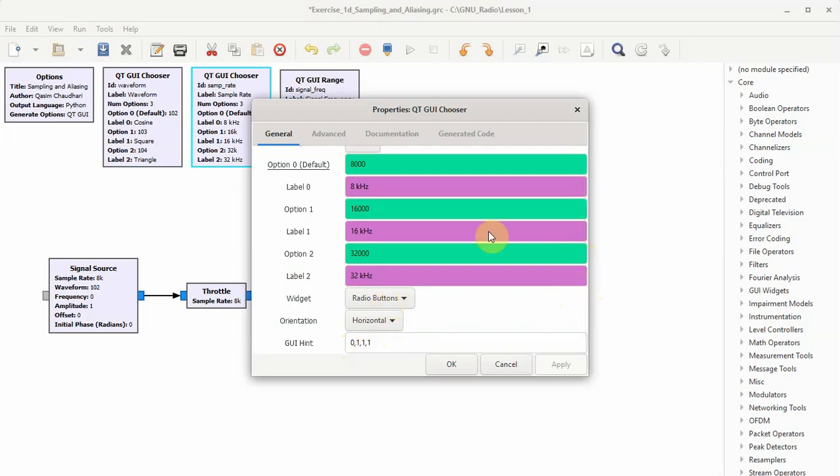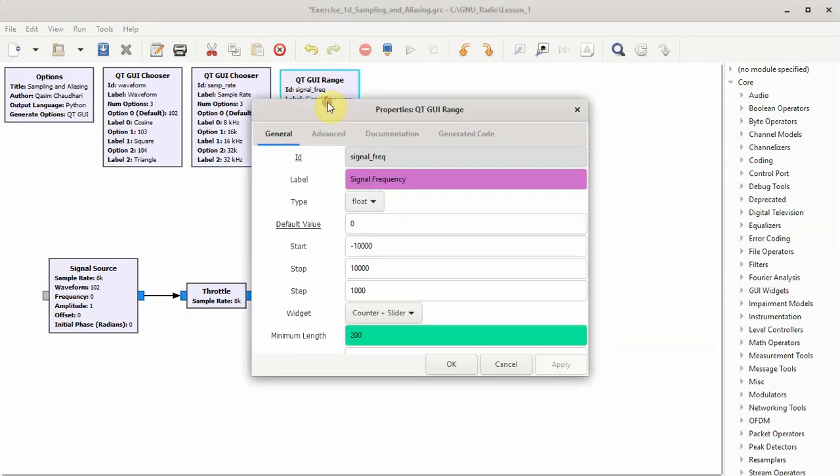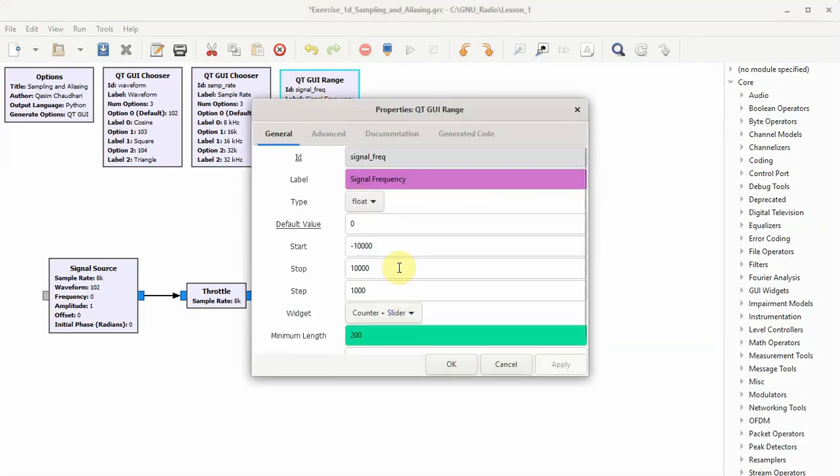Now we again have a chooser, and instead of the previous approaches where we had a fixed sample rate with a named variable, we have three different options: 8000 hertz, 16,000 hertz, and 32,000 hertz. We will see why we need these. And like before, we have a signal frequency slider which goes from minus 10,000 to 10,000 hertz, with steps of 1000.